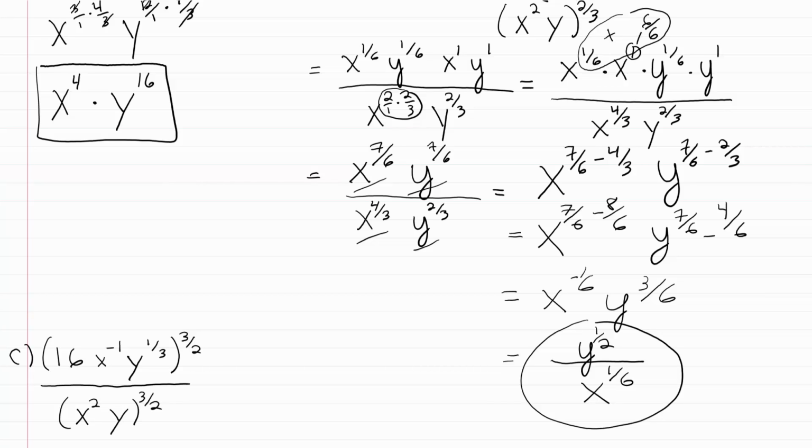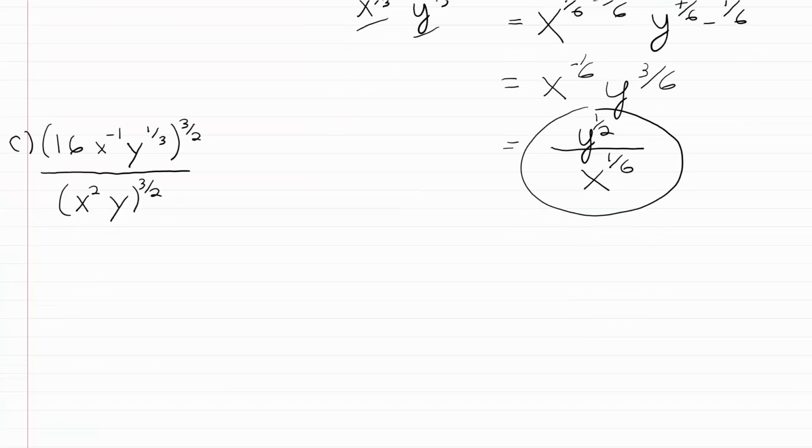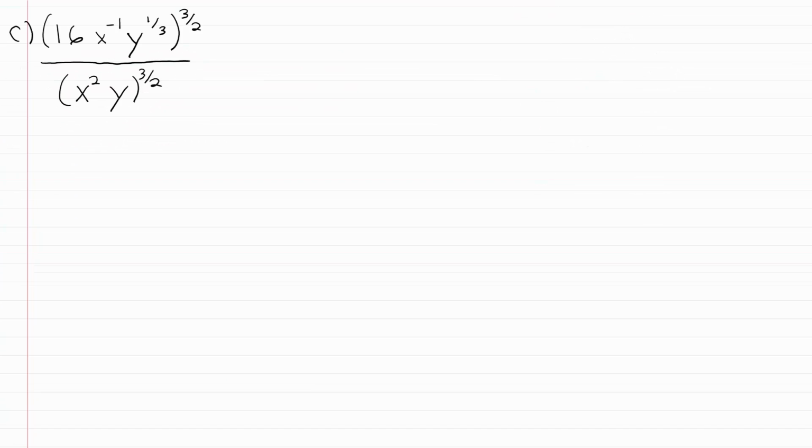All right, and then we're going to do example C finally. For example C, we need to start out by distributing in that 3/2 exponent. So we're going to say it'll be 16 to the 3/2 power, right? Because the 3/2 needs to distribute to every term, even the numbers. Then we're going to have 3/2 times -1 to give you -3/2 on x. Then the y will end up being 1/3 times 3/2.